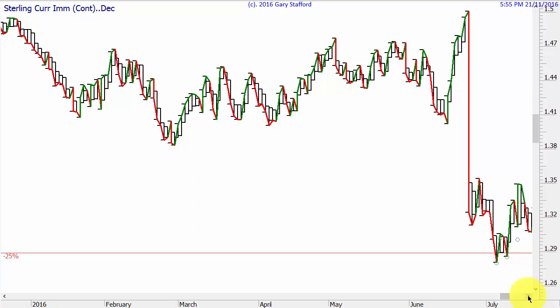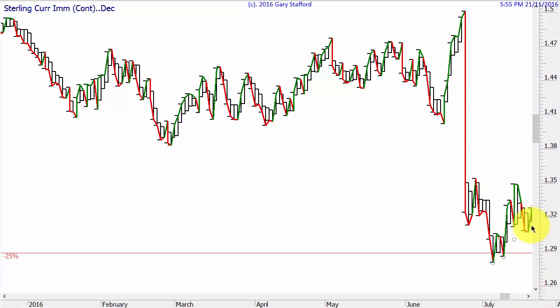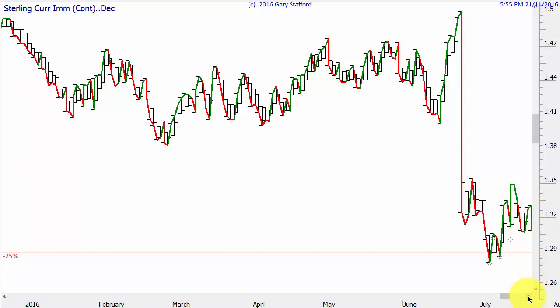The next day we go down, so there's nothing to do. The next day we go from red to green, so we formed a trend indicator line bottom, and for some reason I didn't move it that day. And then the next day it came down because I wasn't really making any money.